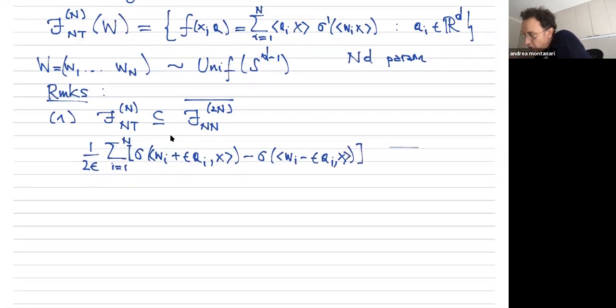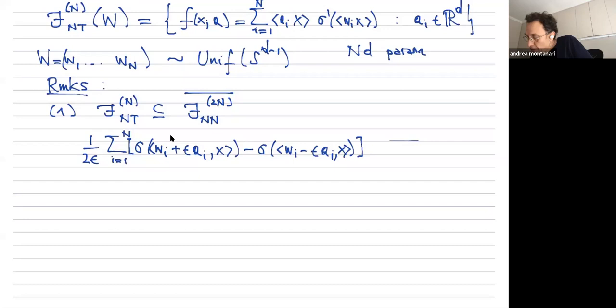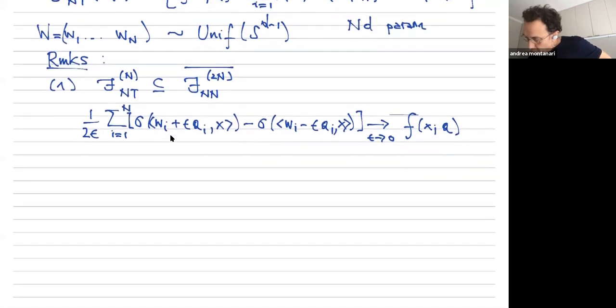Okay, so look at this construction. This is a neural network with 2n neurons, and you take the limit epsilon to 0, and this coincides exactly with f_{x,a} as I wrote above. Here the assumption is that it converges, for instance, in L2. So with 2n neurons, you can basically build an NT model, and this is actually also used in the Bubeck et al. paper.